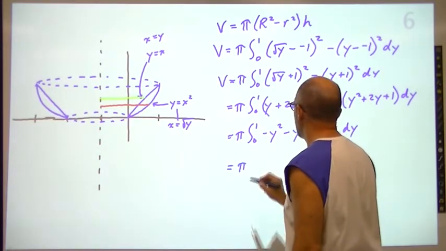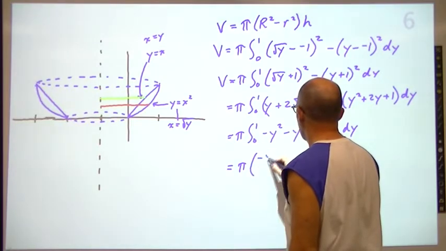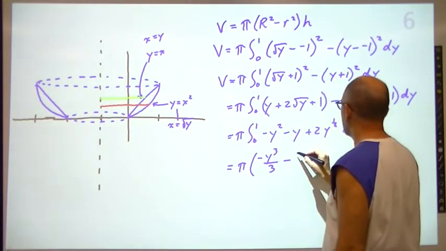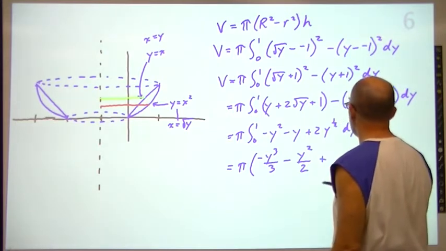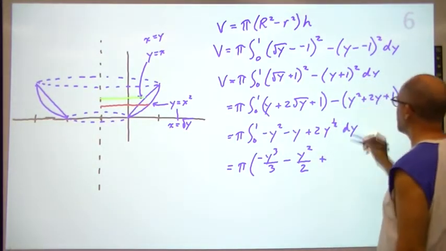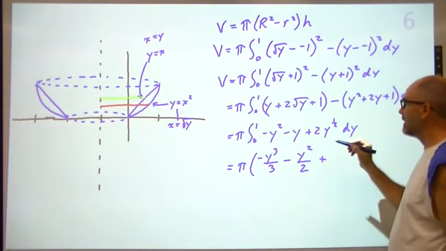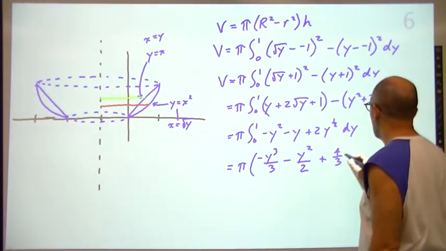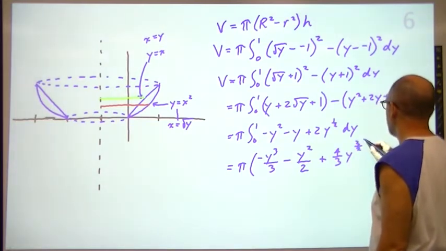So I go pi times negative y cubed over 3, minus y squared over 2, plus, now this is going to be 2y to the 3/2 over 3/2. Dividing by 3/2 is the same thing as multiplying by 2/3. So 2 times 2/3 is 4/3 y to the 3/2, from 0 to 1.